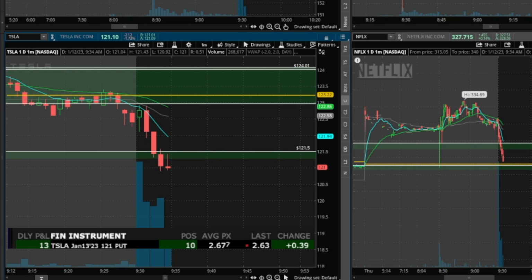All right, I'm taking that. Stop over 121.50 on Tesla. Tesla puts, 121 puts. Stop over 121.50. Really tight stop. Looking for a little scalp to the downside here. Very key breakdown.